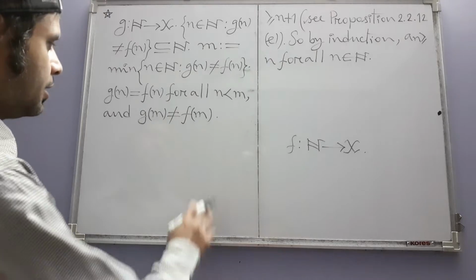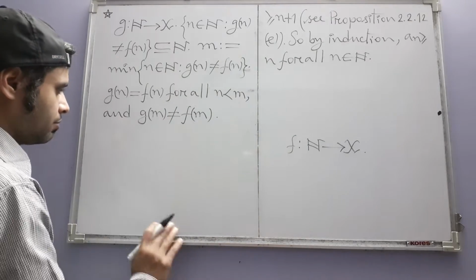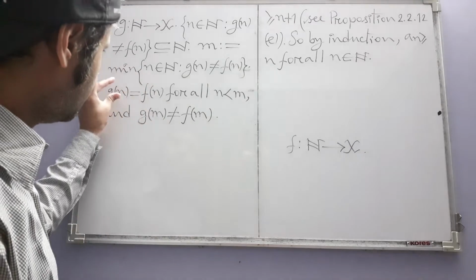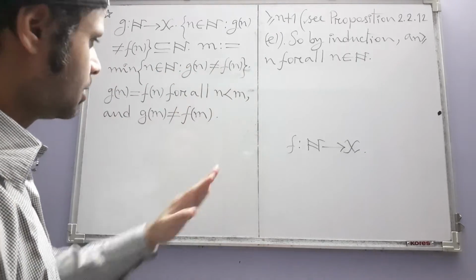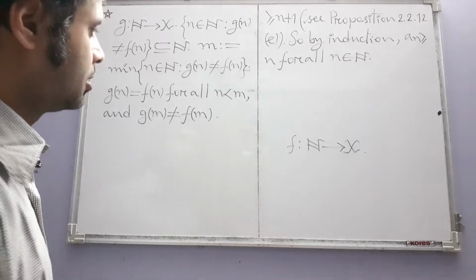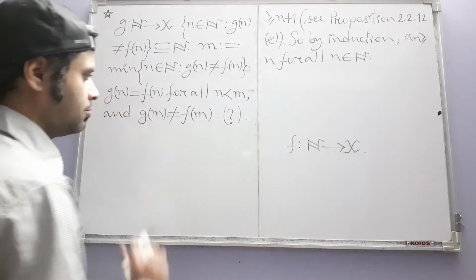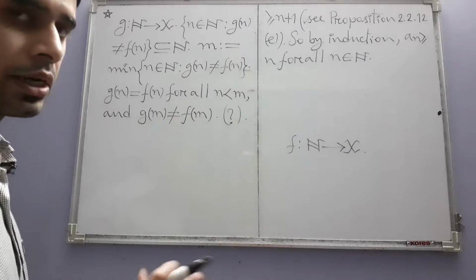But then the rest of the proof shows that in fact this condition would give us g of m equal to f of m. That is a contradiction. But the question mark is that exactly how? Okay, so let's see how.